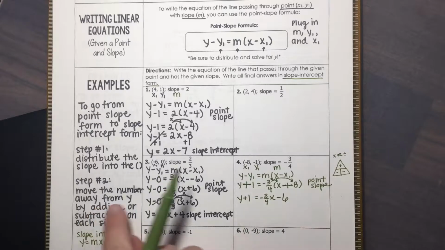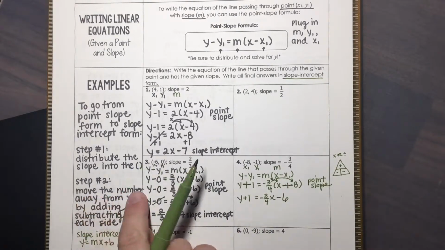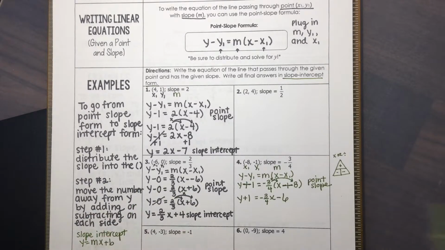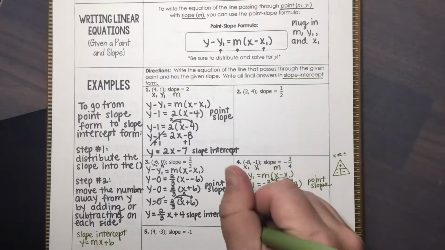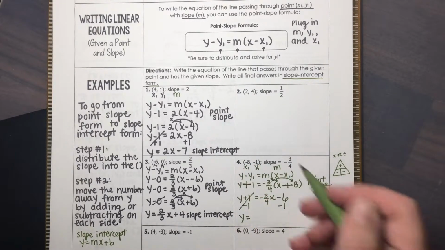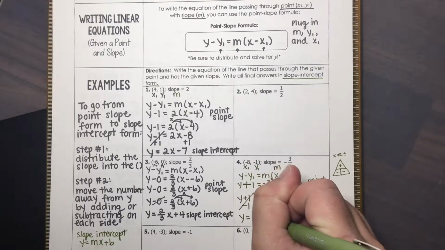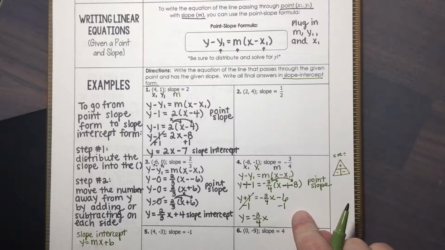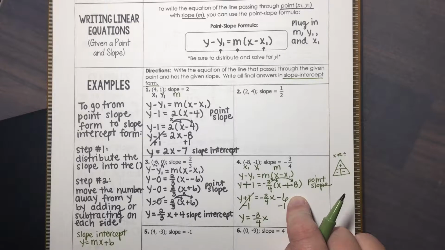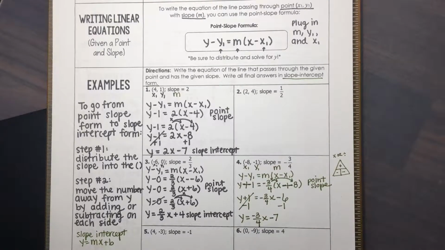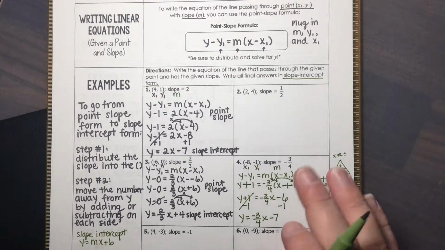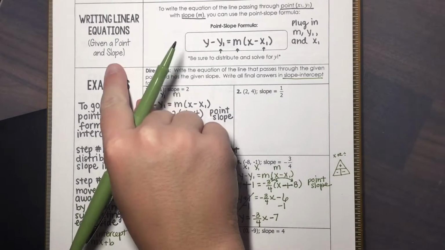So now I've distributed like step 1 said. Step 2 says move the number away from the y by adding or subtracting on each side. So I have a plus 1 attached to that y. In order to move that away, I have to do the opposite, which is to subtract 1 on each side. Those cancel out. I get y equals, this negative 3/4 x does not change, and then I have a negative 6 minus 1. If you already owe me $6 and I tell you you owe me 1 more, you now owe me 7, which means you are negative $7.